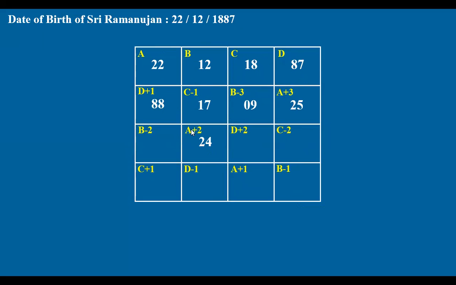Okay, next, A plus 2, A is 22, plus 2, 24, B is 12, minus 2, 10, C is 18, minus 2, 16, D 87 plus 2, 89, C plus 1, 18 plus 1, D minus 1. D minus 1 is 87 minus 1, right? C, 18 plus 1, this is plus 1. And now B minus 1, 12 minus 1, A 22 plus 1. So like this, we have filled all the 16 cells of this square.